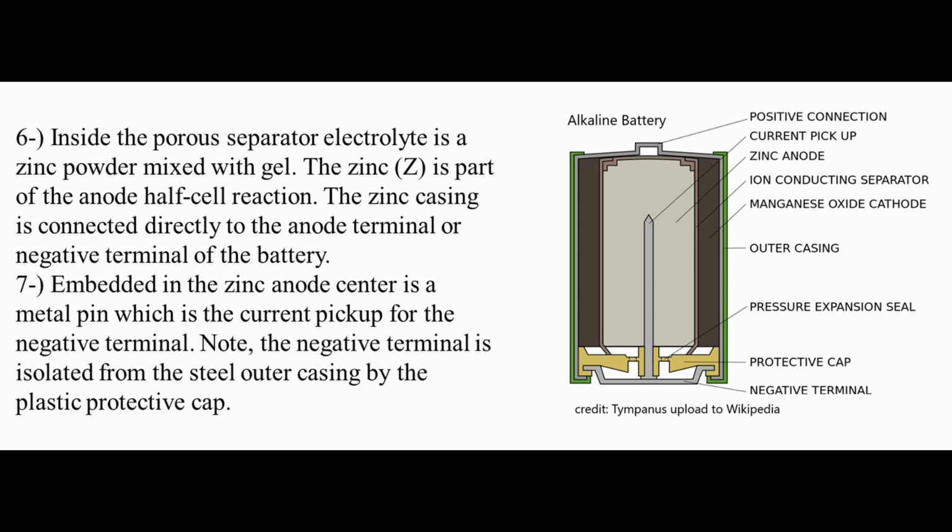Inside the porous separator and electrolyte is zinc powder mixed with gel. The zinc is part of the anode half-cell reaction. The zinc casing is connected directly to the anode terminal or negative terminal of the battery. Embedded in the zinc anode center is a metal pin which is the current pickup for the negative terminal. Note, the negative terminal is isolated from the steel outer casing by a plastic protective cap.